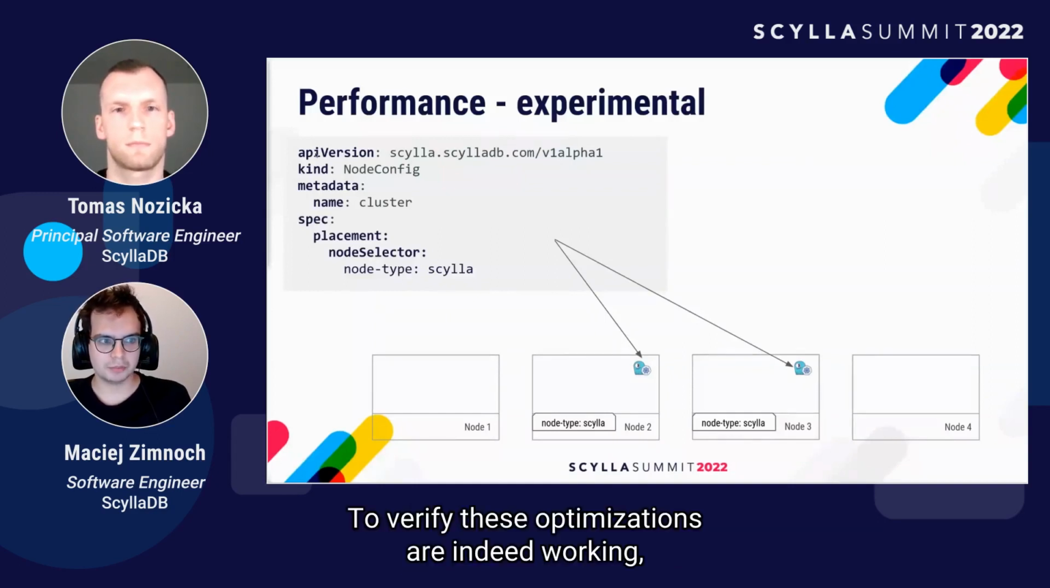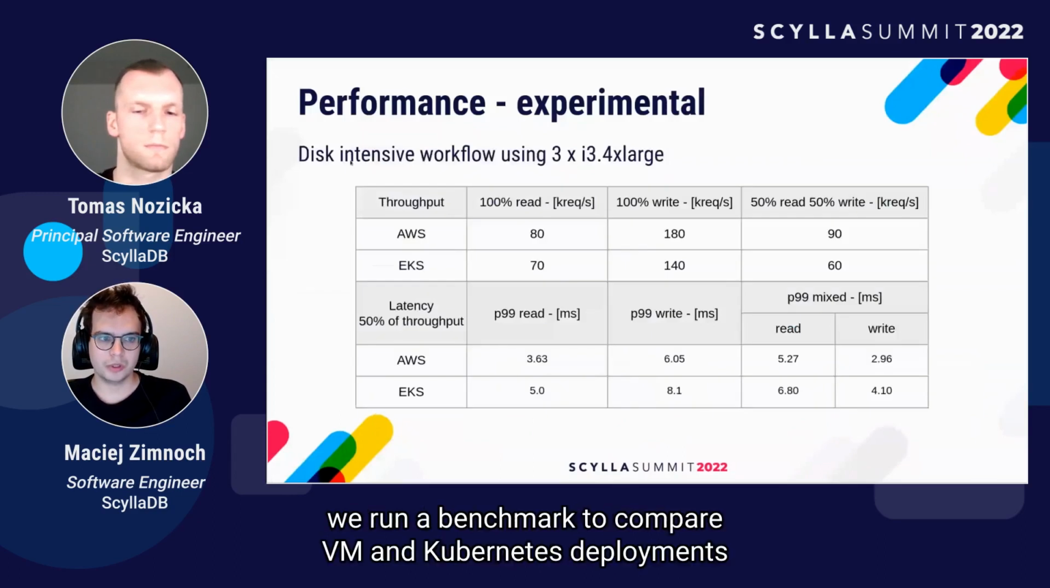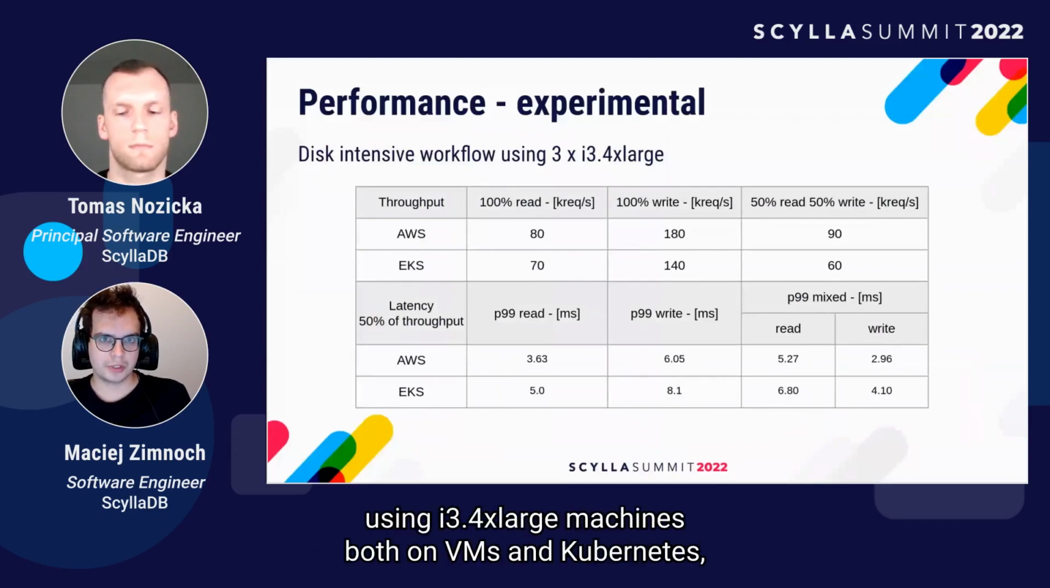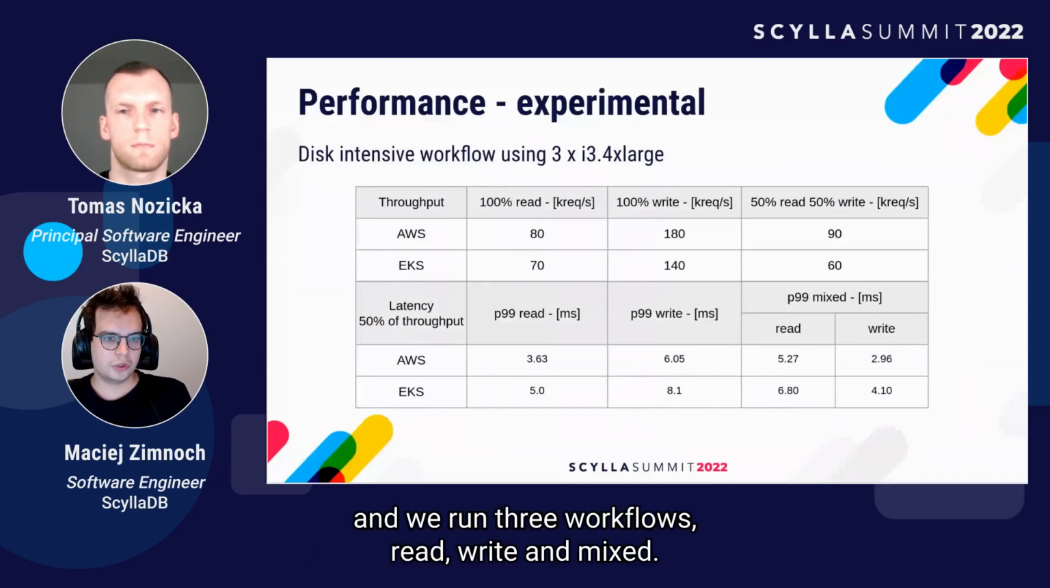To verify if these optimizations are indeed working, we ran a benchmark to compare VM and Kubernetes deployments in terms of performance. We did it on a 3-node cluster using i3.4xlarge machines, both on VMs and Kubernetes, and we ran 3 workflows: read, write, and mixed.